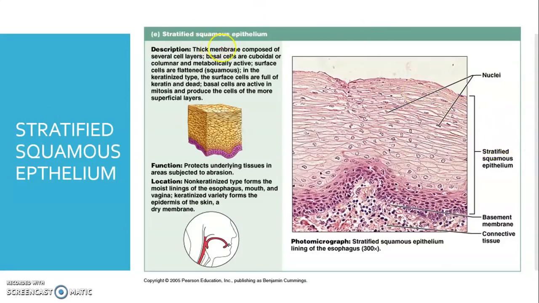Okay, next we go to the stratified epithelium. First, we go to the stratified squamous.